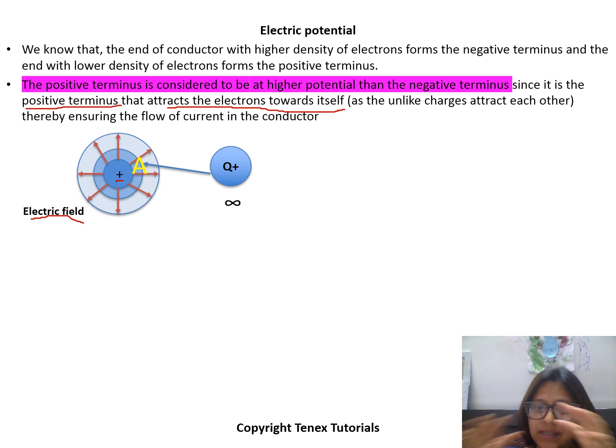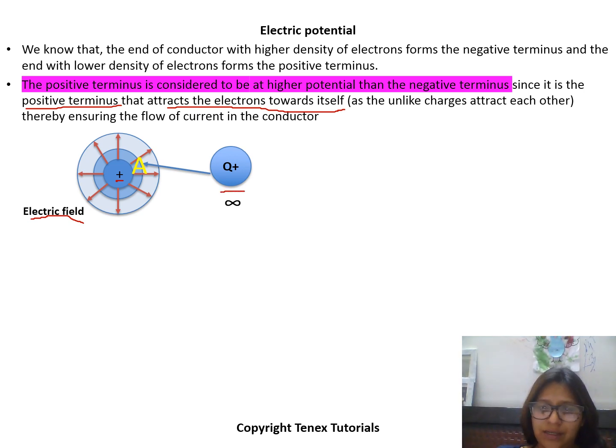So it is the space around any charge or any quantity of charge wherein if any other charge comes in, it is either going to feel a force of attraction or a force of repulsion. Another thing that we see in this diagram is that there is another quantity of charge, that is Q plus, which is kept at infinity.